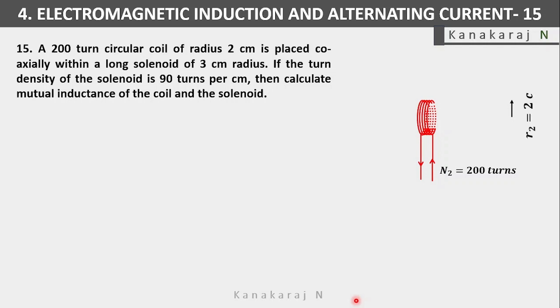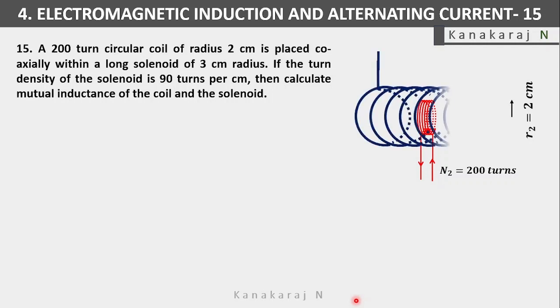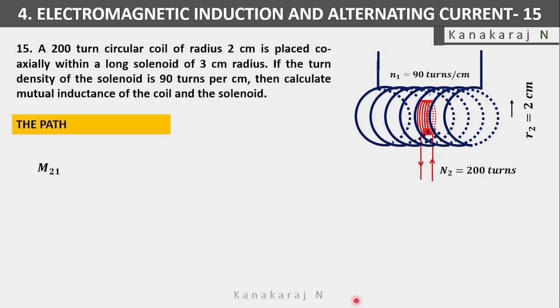and it has a radius equal to 2 centimeter, and this is the solenoid, and it has a number density N2 equals 90 turns per centimeter. It has to be converted into SI unit. The formula: the mutual inductance of the second coil with respect to the first coil equals mu naught N1 N2 A2. This formula may look new to you. For every problem in mutual inductance you have to derive a special situation formula. We will be learning how we get this particular formula a little later.